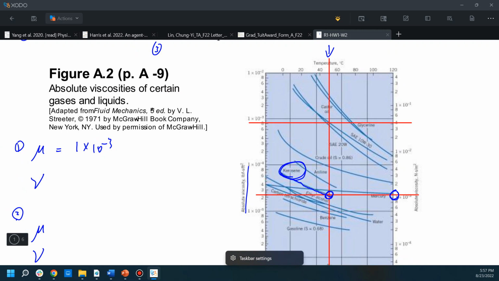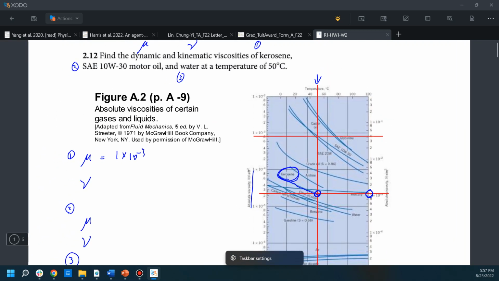Similarly, we can use the same figure to find the dynamic viscosity for the motor oil. The curve is here, and then you draw the horizontal line across, and the value is around 4 times 10 to the power of minus 2.